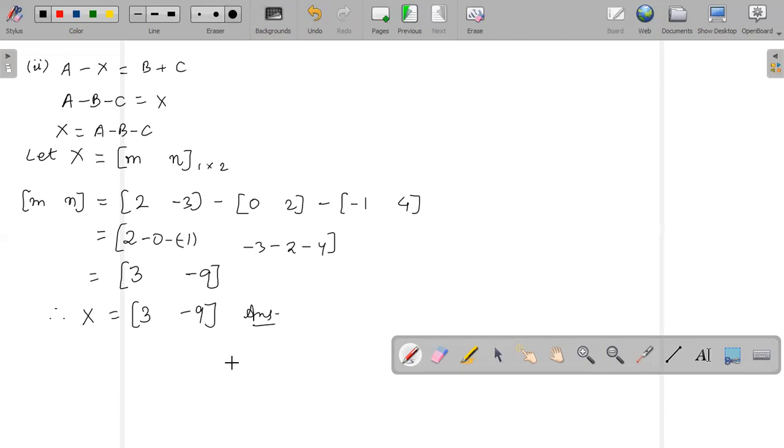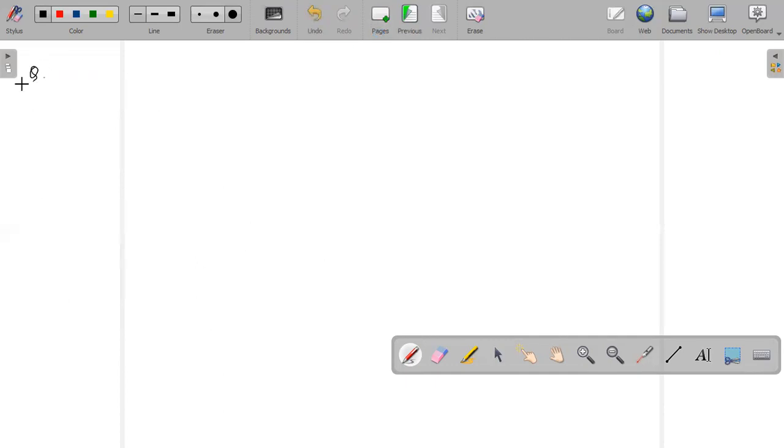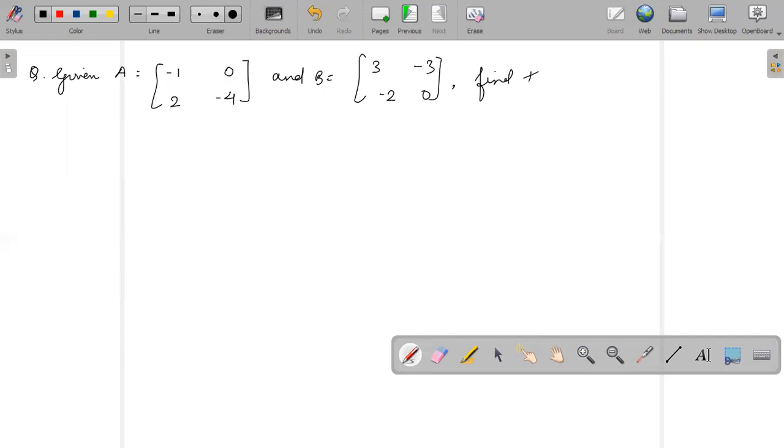Isn't it very simple and very important as well? I'm telling you, board type question. Write down the next question where also again we have to find a matrix. Given A is equal to -1, 2, 0, -4, and B is equal to 3, -3, -2, 0, and find the matrix X in each of the following.